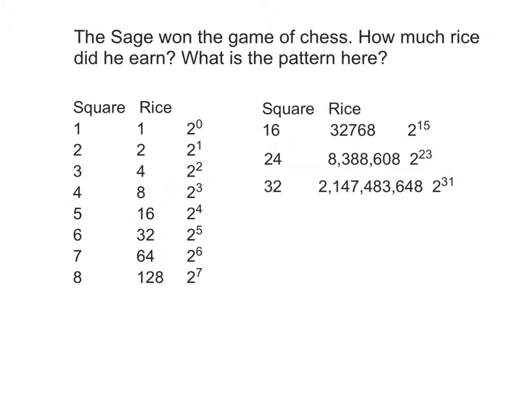When we get up to the 32nd square, that's halfway through the chessboard, there are over 2 billion grains of rice that need to be put on that square. That's 2 to the 31.